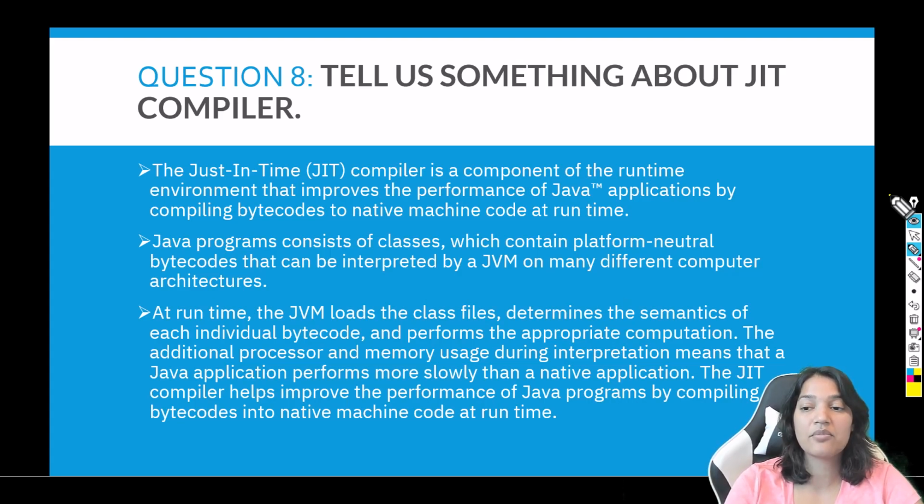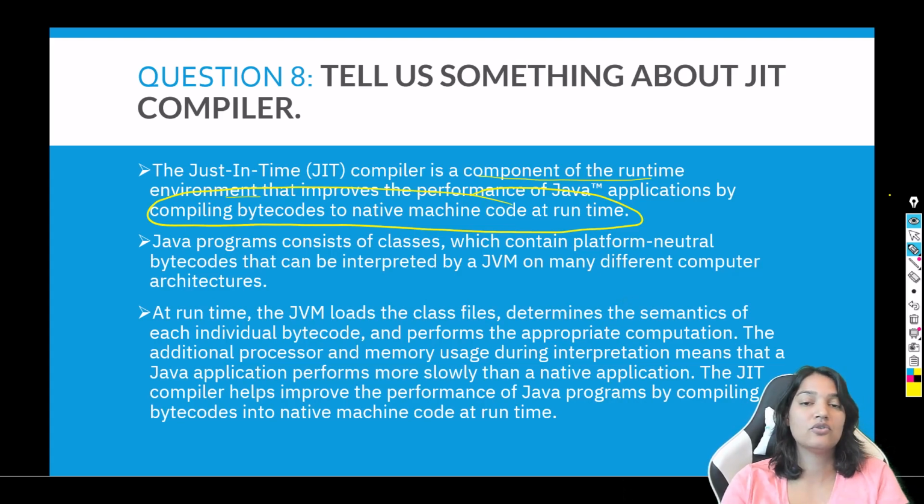So the just-in-time compiler is a component of the Java runtime. So we have JDK, Java runtime also, right? So that Java runtime, JIT, is part of that, and what it does, it improves the performance of the Java applications by compiling the bytecodes to native machine code at runtime. Because it does this part, our programs run faster. Okay, so it converts the bytecode into the native machine code at runtime.